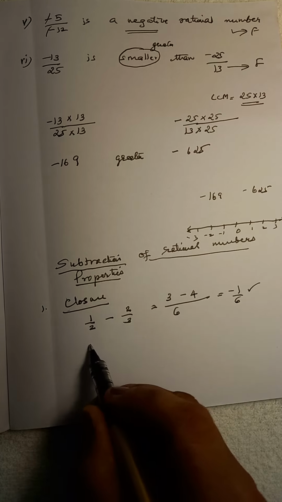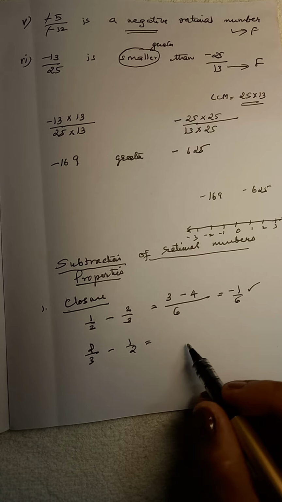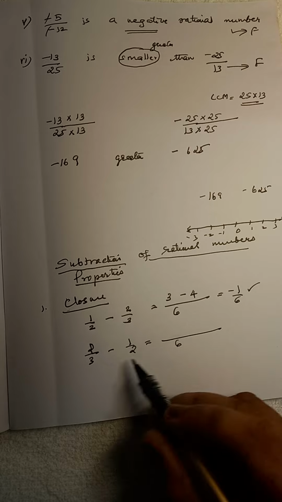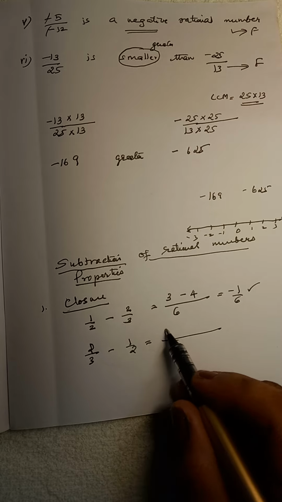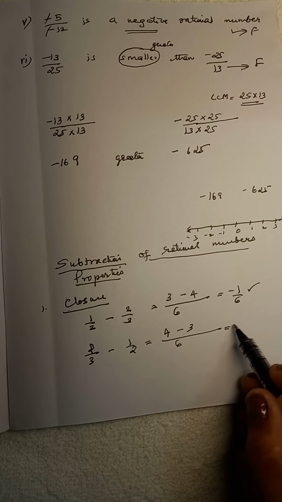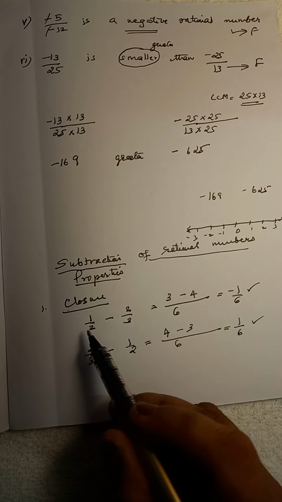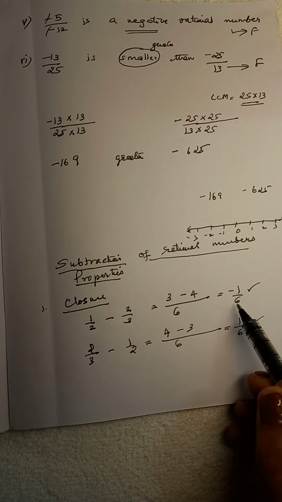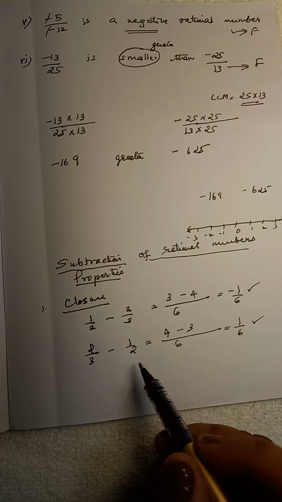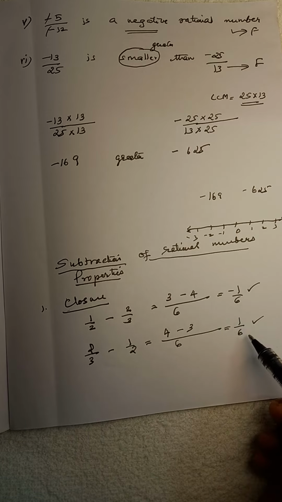Again, 2 by 3 minus 1 by 2 we are taking. So that is equal to, LCM 6. 6 by 3 is 2, 2 into 2 is 4, minus 6 by 2 is 3, 3 into 1 is 3. So this is equal to 1 by 6. This is also a rational number. But here 1 by 2 minus 2 by 3 is minus 1 by 6, but 2 by 3 minus 1 by 2 is not minus 1 by 6. It is only 1 by 6. That you have to remember.